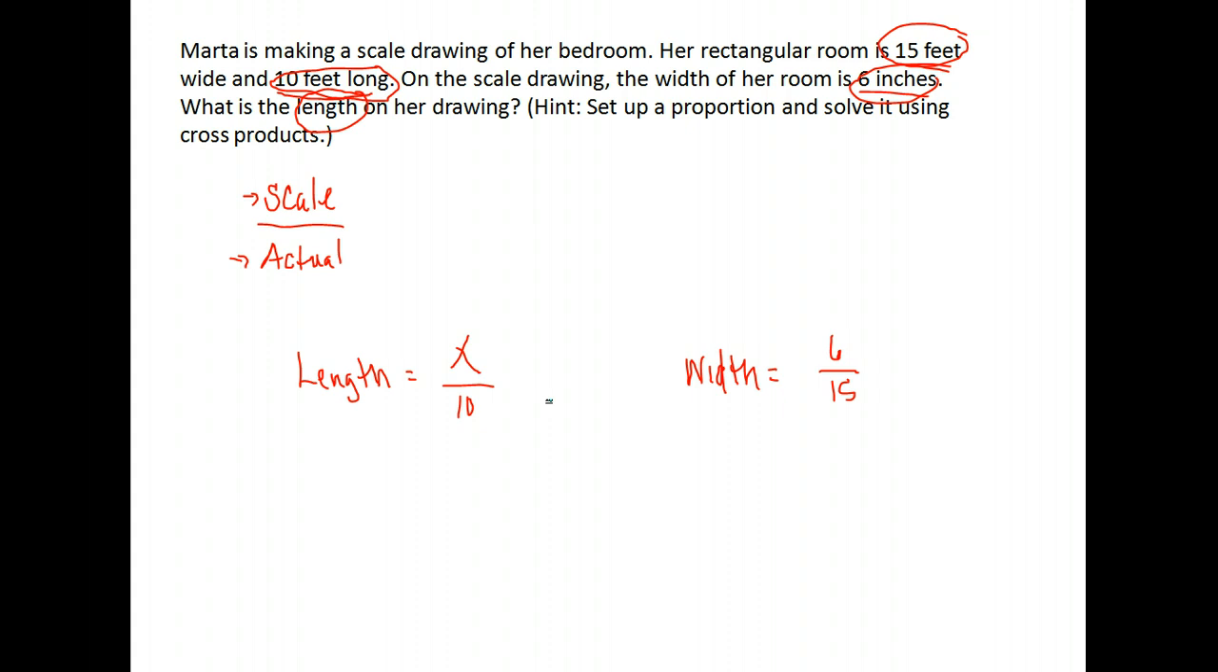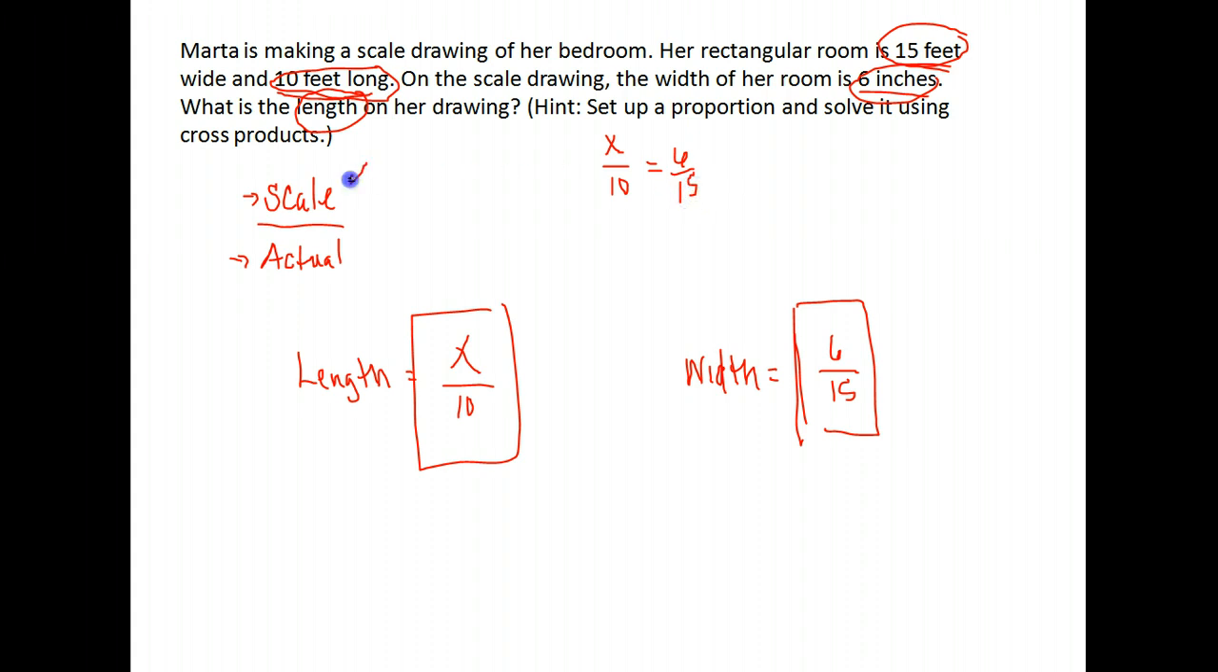Alright, so what we want to do here is set up a proportion. We now have two ratios. Those two ratios, if the drawing was done correctly, should be equivalent. The scale to the actual should stay the same whether you're talking about height, width, length, no matter what. So we set up our proportion. X over 10 should equal 6 over 15. One thing that's very important: make sure your scale are both on the top and your actual are both on the bottom, or it's going to mess your answer up.